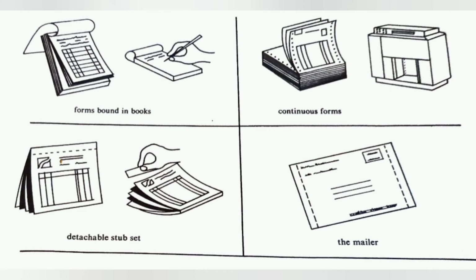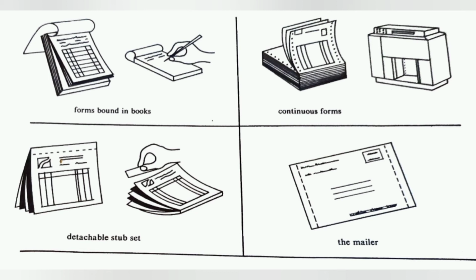A type of specialty form that can be filled in by hand or by machine is the detachable stub set, which is an original and one or more carbon copies bound together. The set may either use carbonless paper or be bound complete with the carbon paper. The binding may be on any of the 4 edges of the form, but is most often at the top or left edge. The bound portion of the set, or the stub, is perforated.